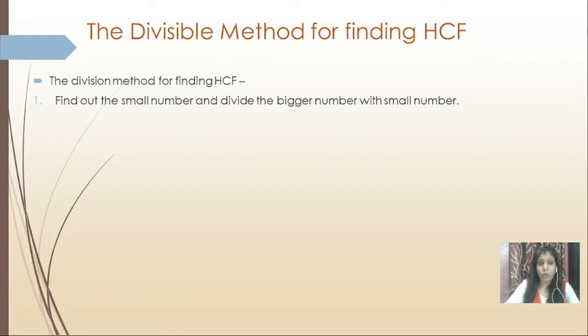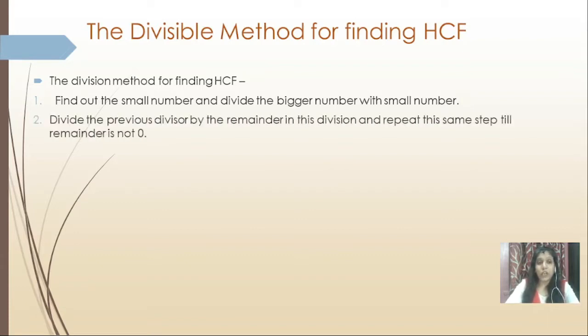The division method for finding HCF. Find out the smaller number and divide the bigger number by the smaller one. Now divide the previous divisor by the remainder in this division and repeat this same step till the remainder is 0. I know this second statement is a little confusing. HCF is the divisor in which the remainder is 0. Now we will see it with an example.